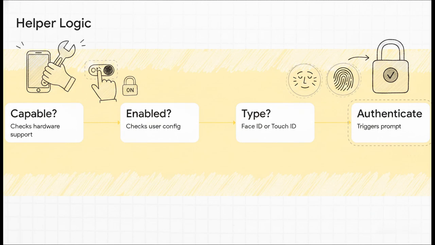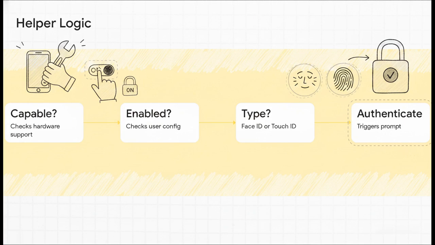Step 1. Is device capable? This simply checks if the physical device even has hardware support for biometrics. Step 2. Is biometric enabled? Now this is different. A device might have a scanner, but the user may have never bothered setting it up. This step confirms they've actually configured biometrics in their OS settings.